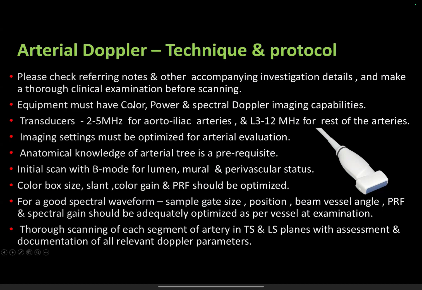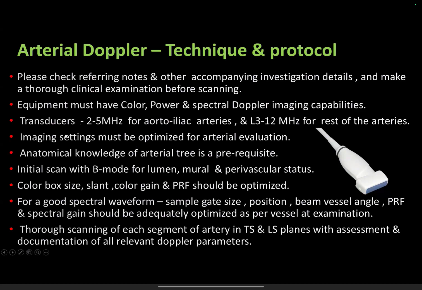And your equipment must be equipped with color, power, spectral Doppler imaging capabilities. Transducer, definitely linear probe, but 2 to 5 megahertz for aortoiliac arteries, and linear 3 to 12, 15 or 18, whatever is available with your equipment. The ideal is a 12 megahertz probe for the rest of the arteries.